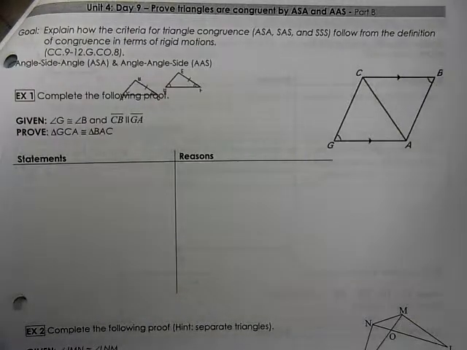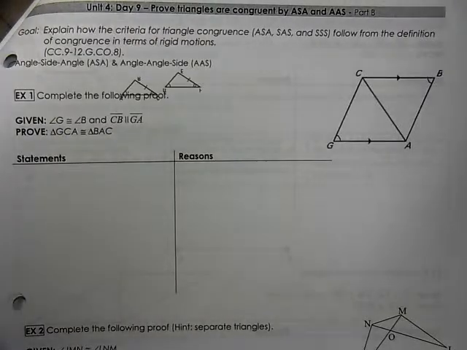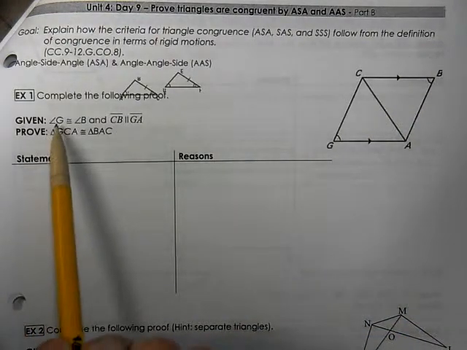This is Geometry, Unit 4, Day 9. We're going to prove triangles are congruent, and we're going to be using angle side angle and angle angle side. We're doing the actual proofs for these. So to do any proof, what we talk about all year is you got to start with the given information.